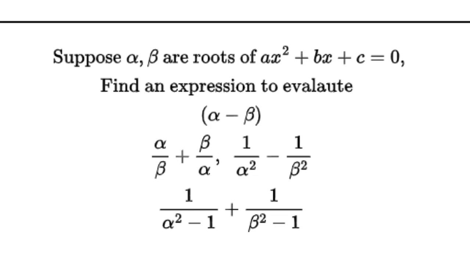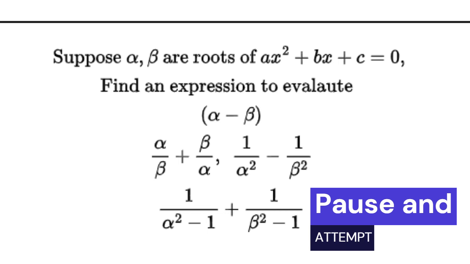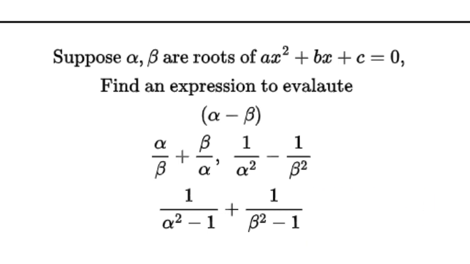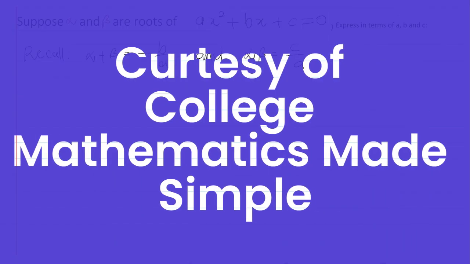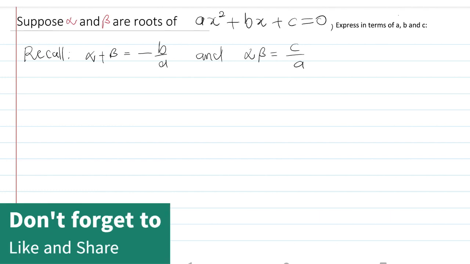Hello, I am so excited to join you in this episode where we are going to look at different flavors of questions involving alpha and beta, which are roots of a quadratic equation. We want to express these terms in terms of A, B, and C. So first of all, remember that alpha plus beta is given by negative B over A, and alpha multiplied by beta is given by C over A.